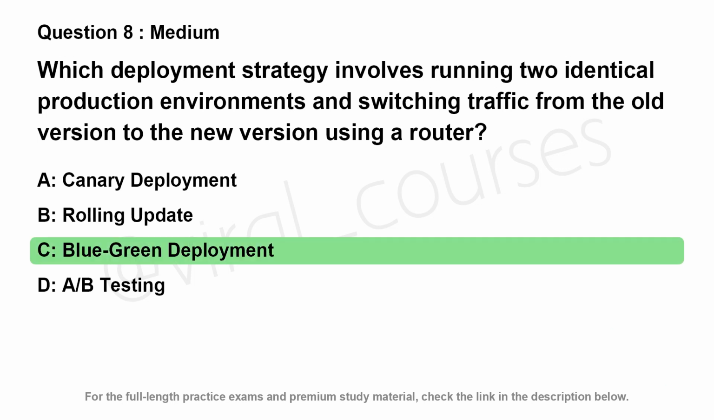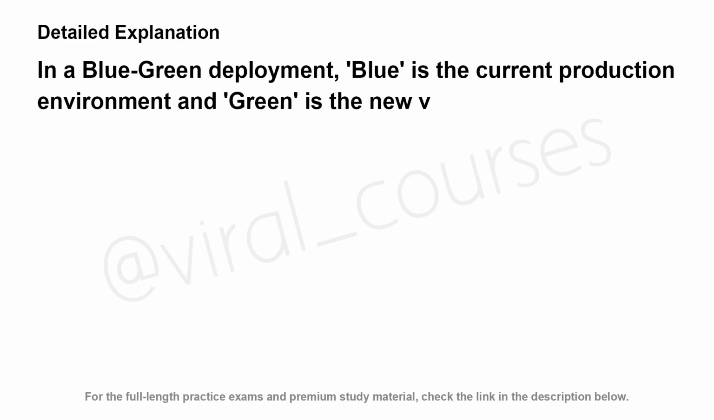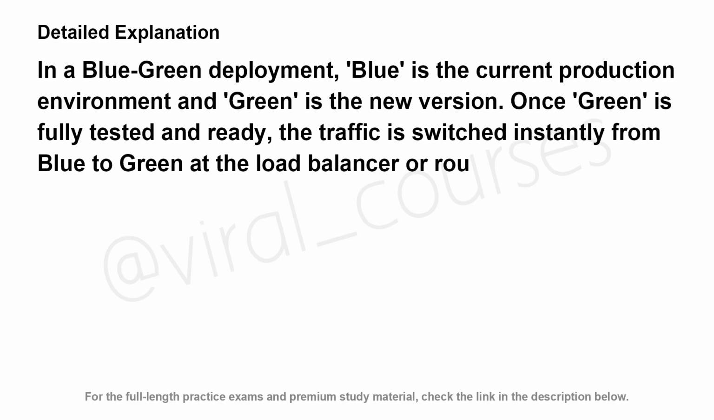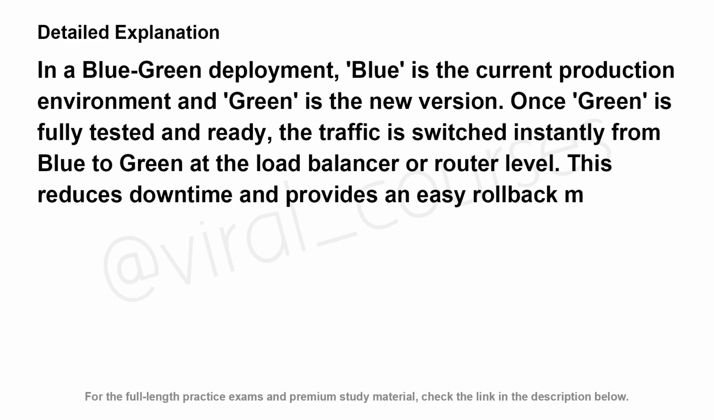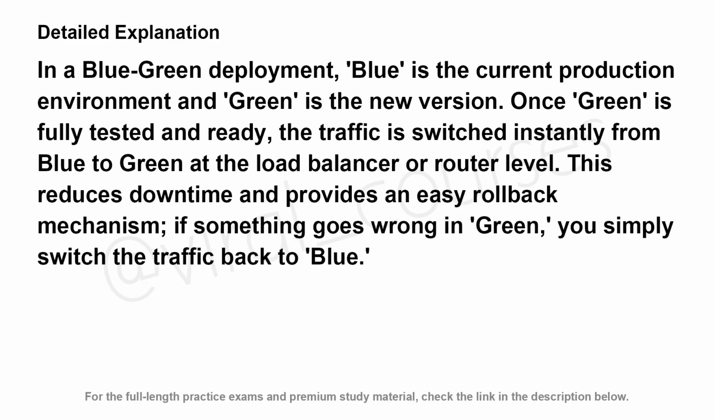The correct answer is C. In a blue-green deployment, blue is the current production environment and green is the new version. Once green is fully tested and ready, the traffic is switched instantly from blue to green at the load balancer or router level. This reduces downtime and provides an easy rollback mechanism. If something goes wrong in green, you simply switch the traffic back to blue.